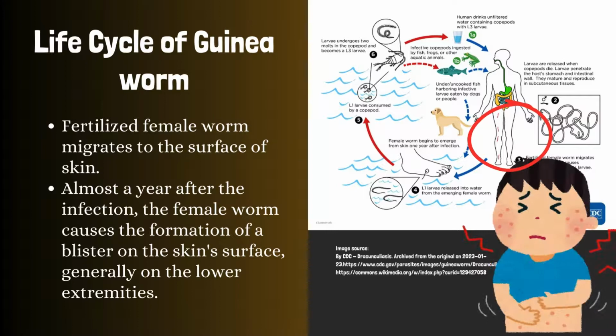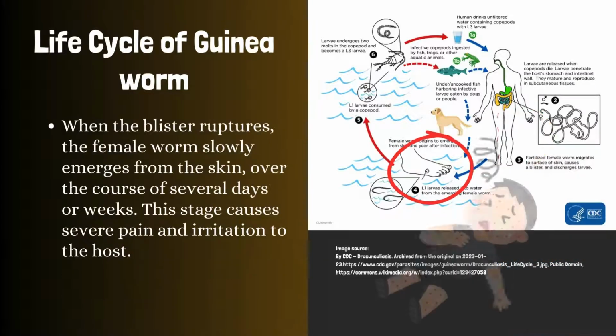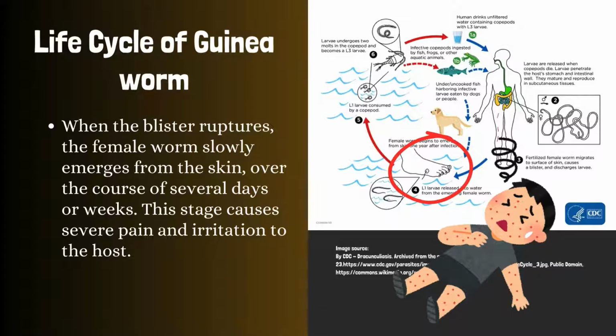Almost a year after the infection, the female worm causes the formation of a blister on the skin surface, generally on the lower extremities. When the blister ruptures, the female worm slowly emerges from the skin. Over the course of several days or weeks, this stage causes severe pain and irritation to the host.